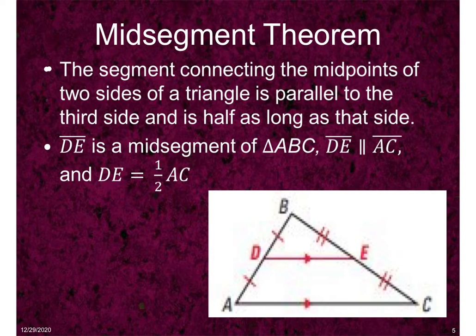It's pretty obvious once you draw it that it's parallel to only that line, right? Because it can't be parallel to AB and it can't be parallel to BC because it intersects them, right? It passes through its midpoint.